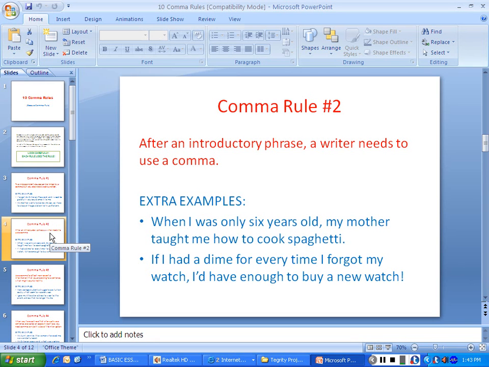Here are some extra examples. When I was only 6 years old, my mother taught me how to cook spaghetti. If I had a dime for every time I forgot my watch, I'd have enough to buy a new watch. Again, look for those connecting words, when, if, after, and look for the end of the phrase and place your comma.